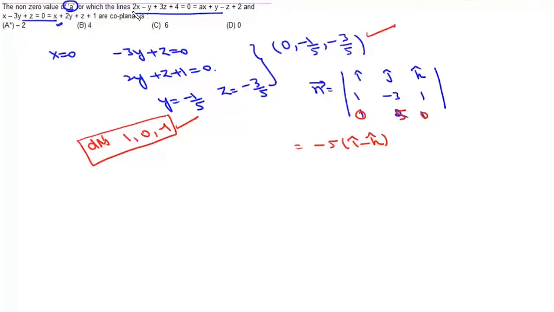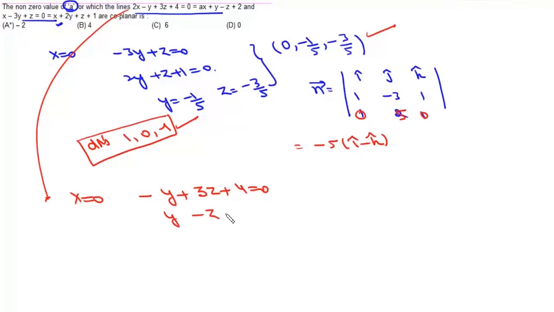Now we'll find one point on this first line. For this first line, we'll put x as 0. If we put x as 0, we'll get minus y plus 3z plus 4 equals 0, and here will be y minus z plus 2 equals 0. Now if we add them, we'll get 2z plus 6. So the value of z is minus 3, and if we put z as minus 3, we'll get y as minus 5. So one of the points on this line will be 0, minus 5 and minus 3.